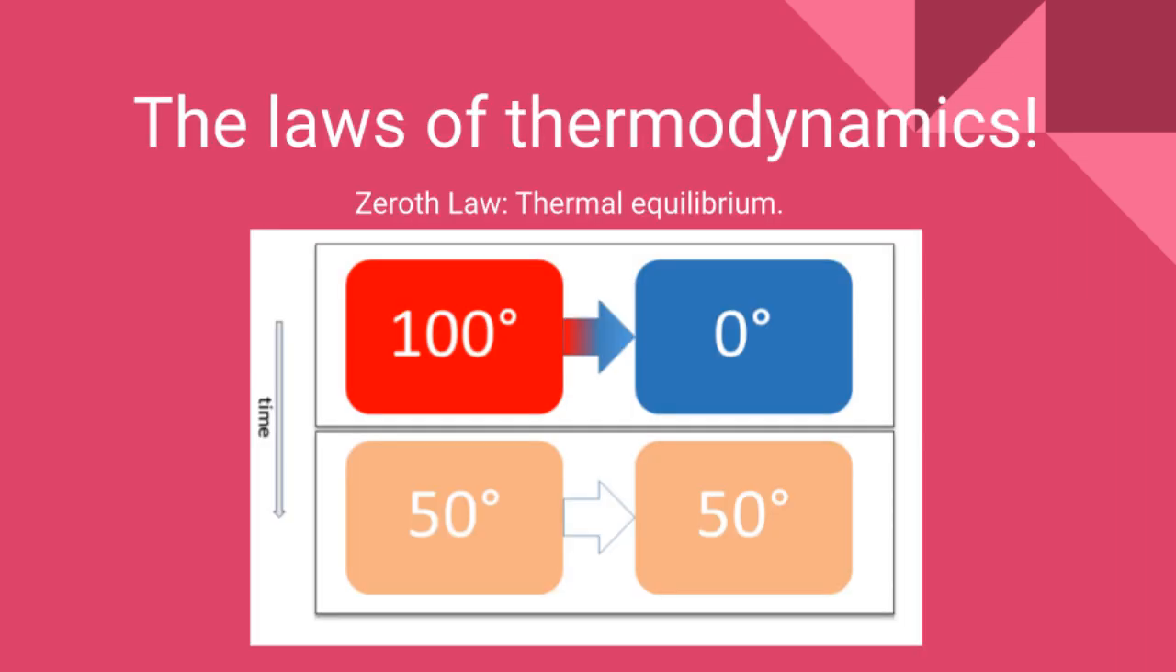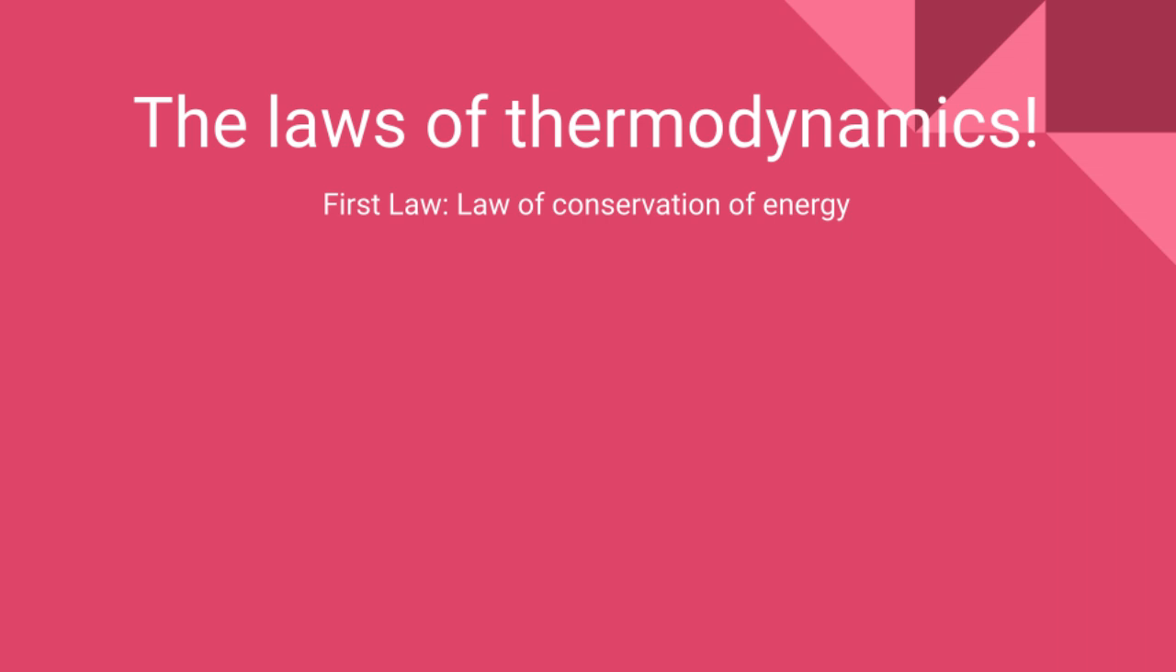Firstly is the zeroth law. This law was mostly discussed earlier in the description of thermal equilibrium, but for a little bit more of an in-depth explanation, thermal equilibrium is when two objects or systems of separate heats meet together and balance out, becoming the same temperature for both.